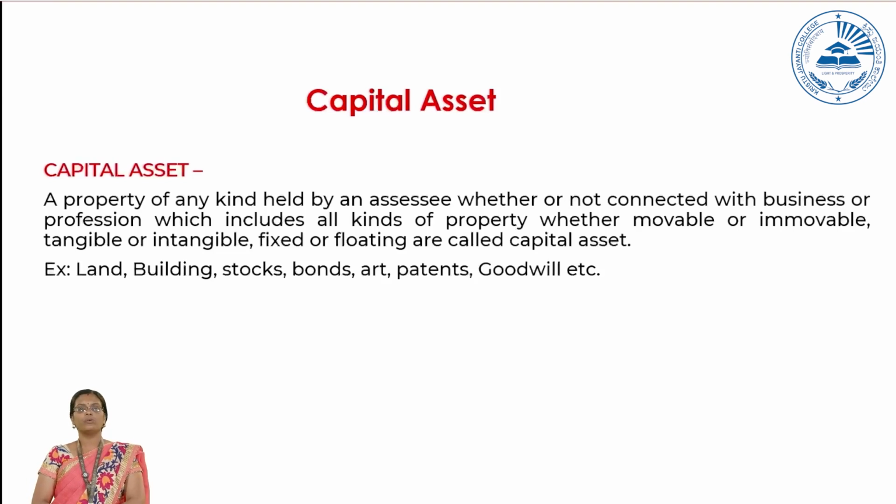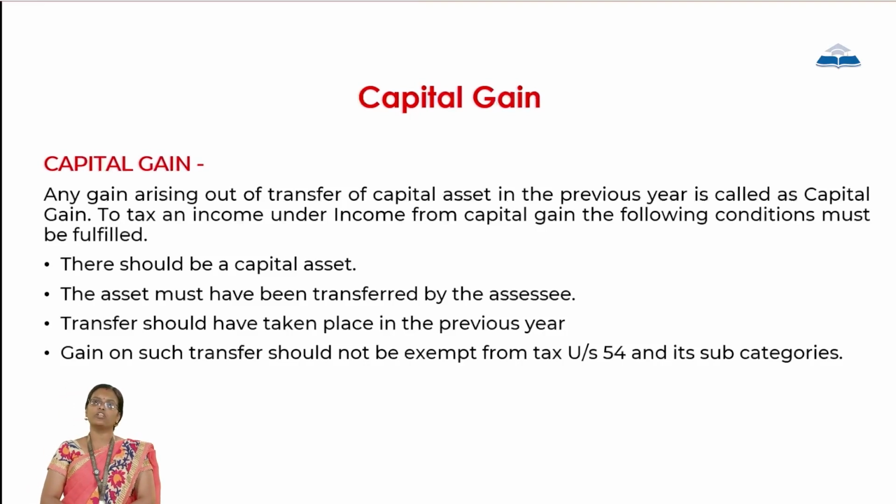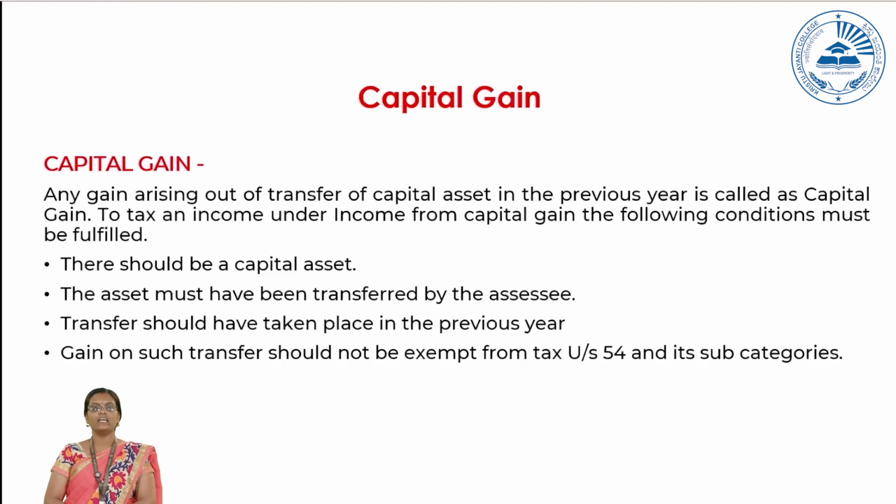Moving further, with regard to capital asset, we will try and understand what do you mean by capital gain. Now, whenever I have a capital asset with me as an individual and I try to sell or transfer this capital asset to someone else for a particular consideration or for a particular amount, then the amount that I receive by selling these capital assets is called capital gain. Now, in order to determine a particular asset to be a capital gain, according to Income Tax Act 1961, we need to satisfy the following conditions.